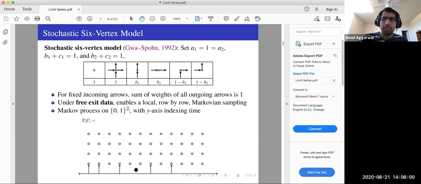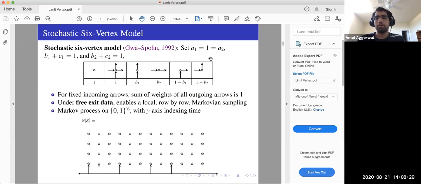So in this talk, I'll be interested in a special case of the 6-vertex model, corresponding to where these weights are stochastic. This specialization of the model was studied first by Gwa and Spohn in 1992. And the specialization is as follows. The first A1 and A2 weights, these 2 weights in the beginning, are given weight 1. Then the horizontal and vertical weights are given weights B2 and B1, and the corner weights are given weights 1 minus B1 and 1 minus B2.